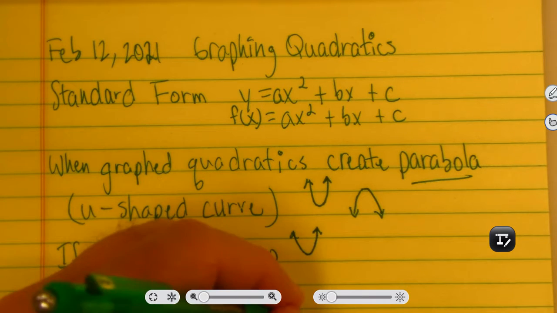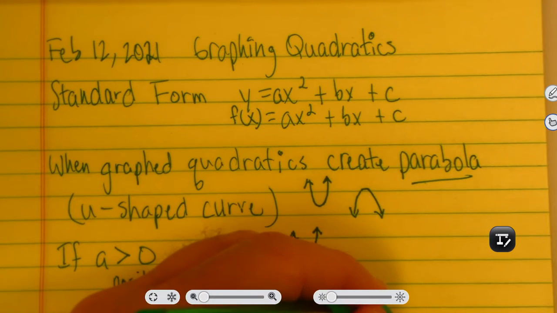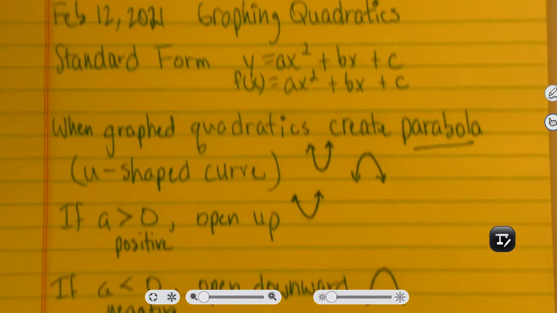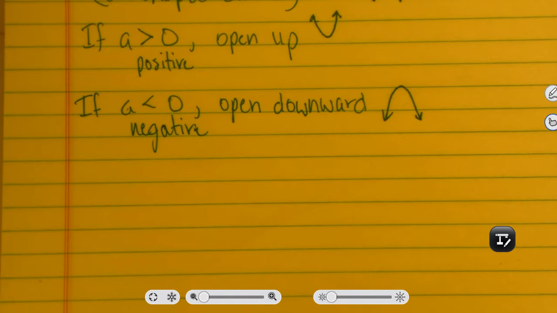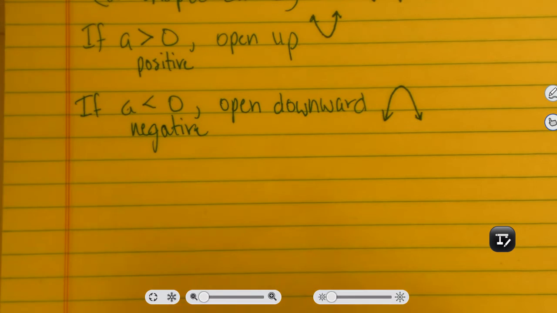That concept of opening up and down is pretty important because we need to know what it's going to look like. So if it opens downward, then it's going to look like that. So if a is positive, it opens up. If it's negative, it opens down. It's easy to recognize a quadratic and easy to recognize whether the shape will be like a U or an upside down U based simply on the sign that's on a. We'll look at some of those here in just a minute.